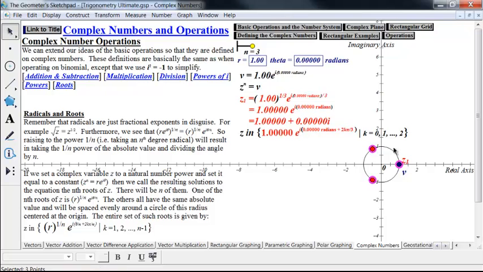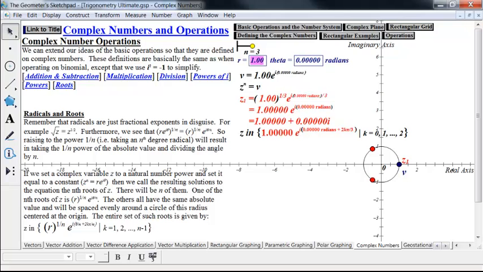Notice that they're evenly spaced around a circle. They're all a distance of 1 from the origin. So if you take the r value here, you take it to the 1 over n power, that'll tell you how far out all these are, and then they're all evenly spaced. So pretty cool, huh? So let's look at some other examples.